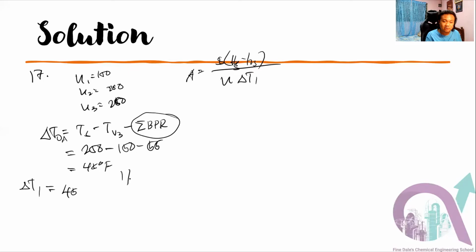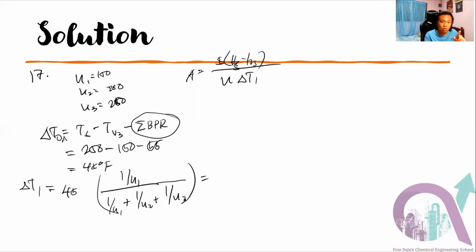You have this formula: 1 over U1, 1 over U2, 1 over U3. Just substitute all the given values. U1 is 150, U2 is 200, so you will get 19.149 degrees Fahrenheit for delta T1. Substitute that here. Don't forget to get the values of H and HS, which are found in Perry's.